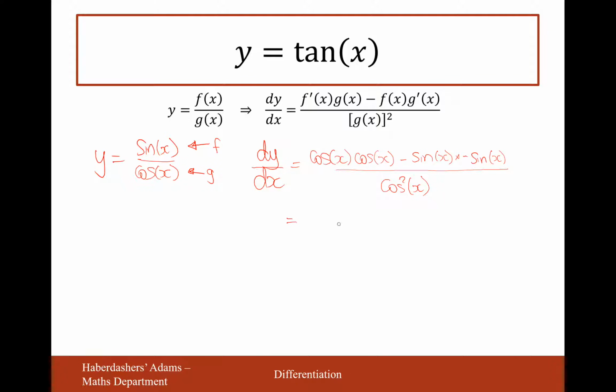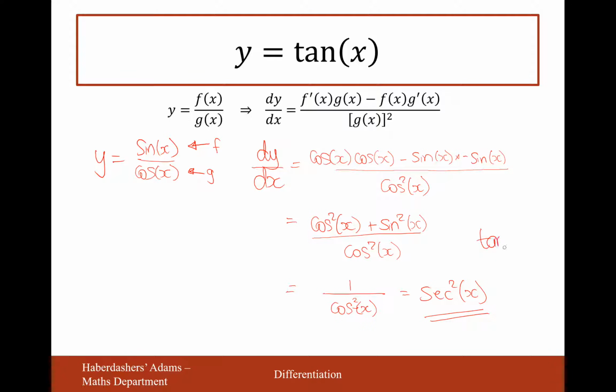Let's just have a look at tidying up the top now. The top will tidy up to cos squared. And then there's a double negative on the right hand side. Minus times a minus is a plus. That would be plus sine squared over cos squared. And we all know that cos squared plus sine squared is 1. So it's 1 over cos squared x. So we know that this differentiates to sec squared x. So there we are, that's the answer to this question. So what you can now use is the derivative of tan is equal to sec squared.